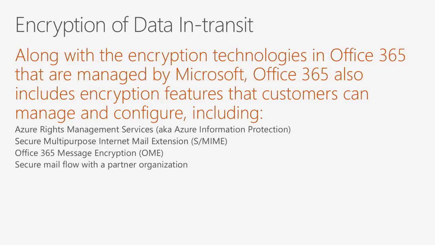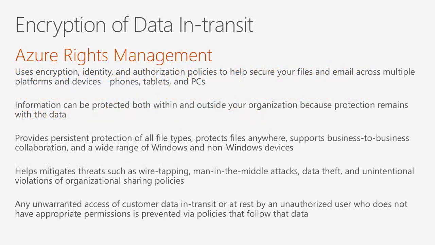Now, along with the encryption technologies that are built into Office 365, there are also a whole set of technologies that are customer-facing and customer-managed as well. So things like Azure Rights Management Services, which is now part of Azure Information Protection, S/MIME, Office 365 Message Encryption, which is based on Azure RMS, and the secure mail flow that we allow you to set up with partners and other Office 365 tenants.